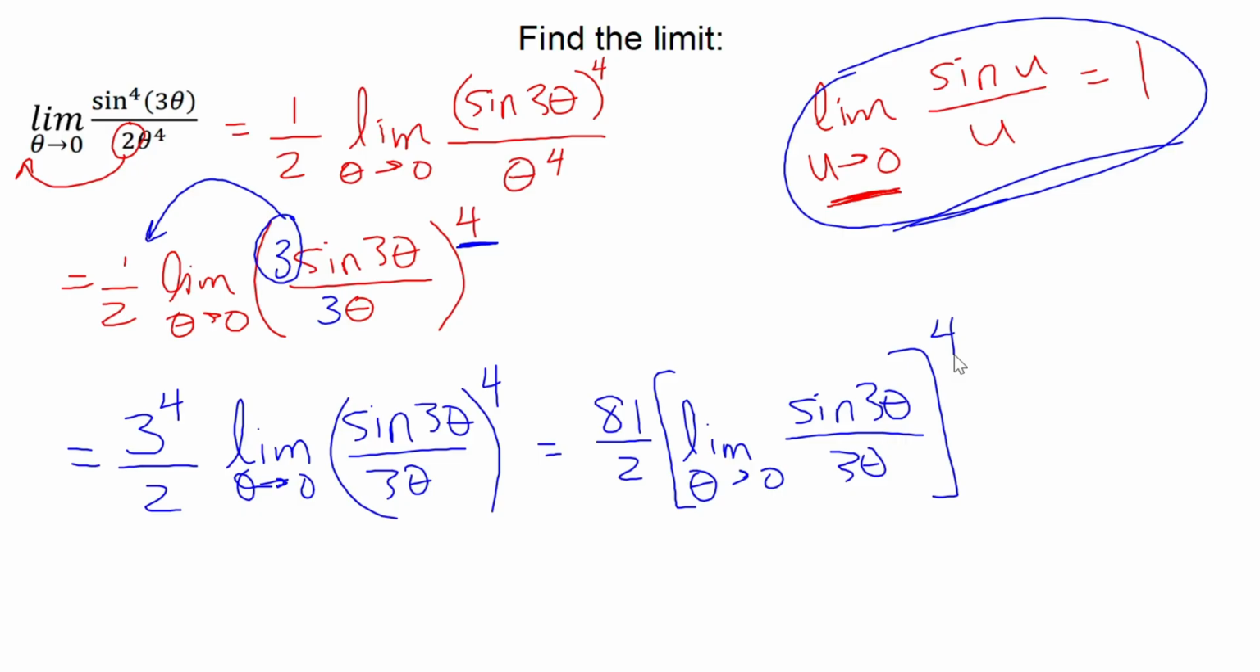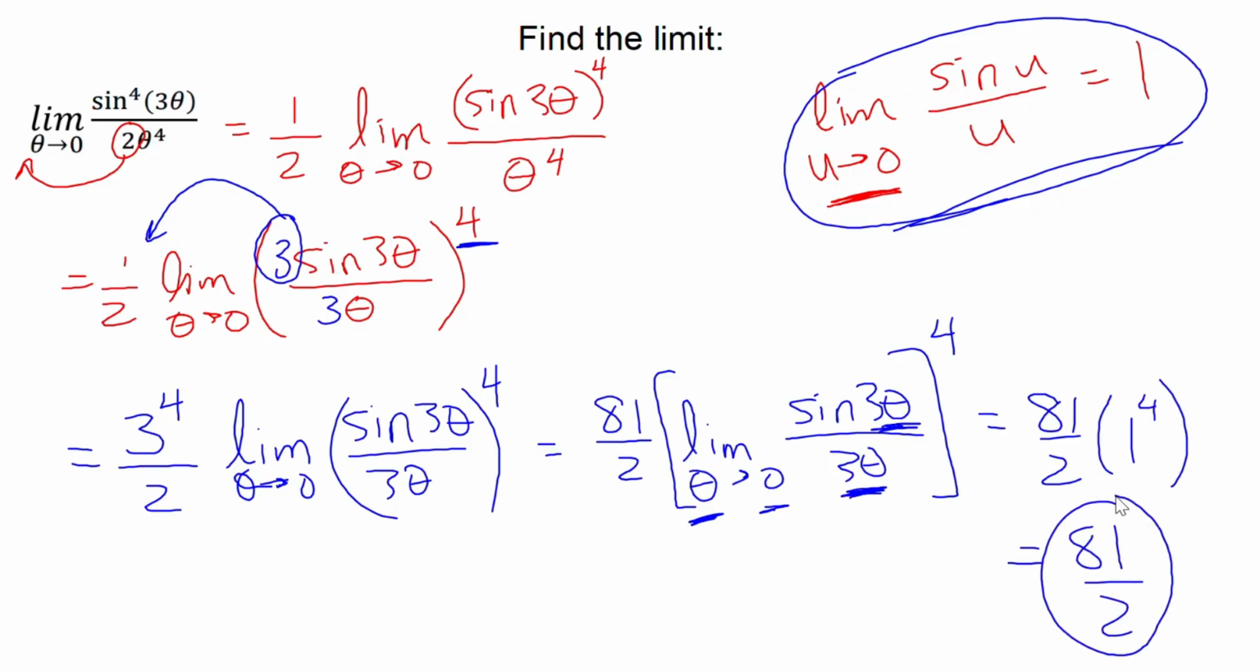While our u here, 3 theta, is not the same as this, we talked about in class that as long as the two are the same and they're both approaching 0, which they are when theta approaches 0, this still equals 1. So we can now say this is the same as 81 halves times 1 to the fourth power, which is, of course, just 81 halves.